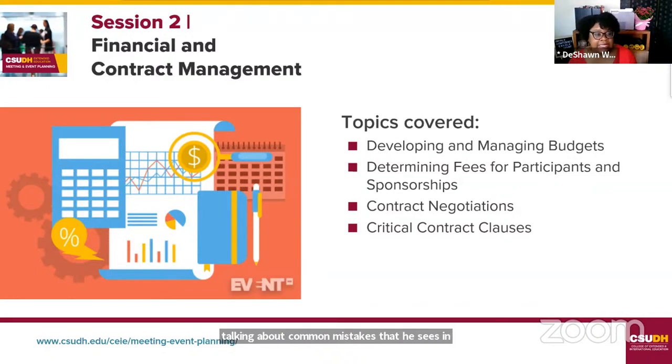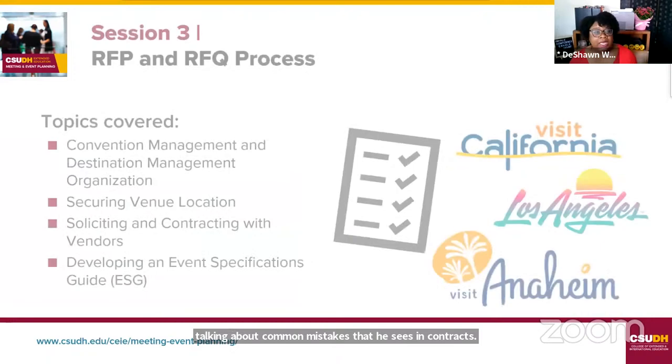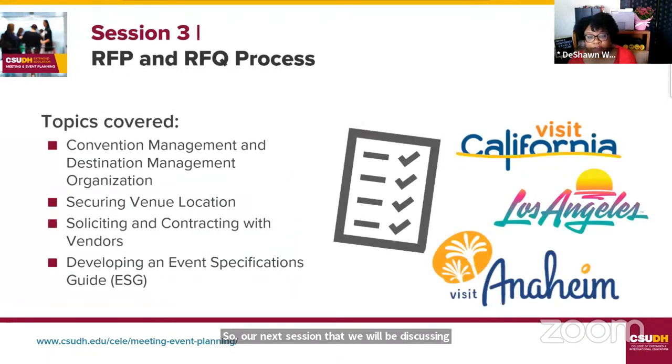So our next session is the RFP and RFQ process, requests for proposals and requests for quotes. These are the tools that you will be using when you're soliciting or sourcing venues, when you're trying to get pricing information for decor or for your audio visual. These are the tools that you will be using. And so we will teach you what needs to be in those tools and what information your vendors need.